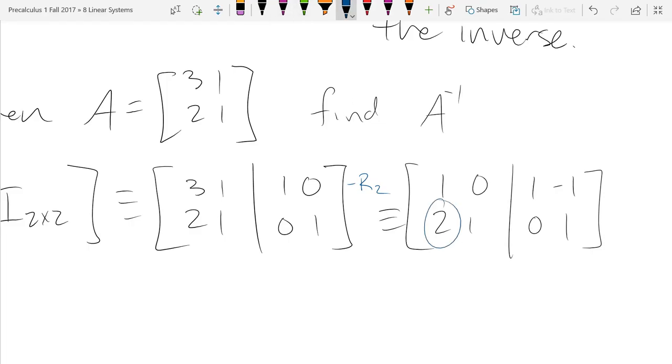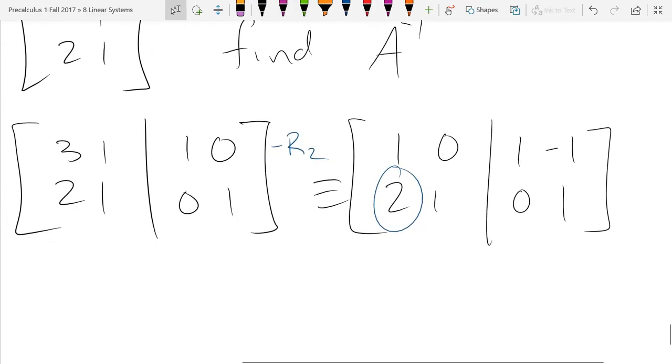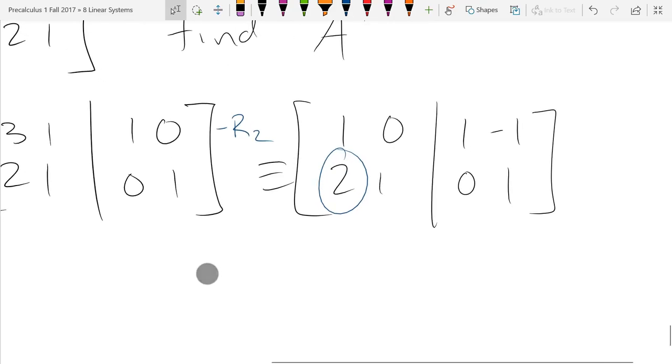So how do we knock out the 2 that's in column 1? So we're going to subtract how many row 1s do I want to subtract? Minus 2 row 1. So go ahead and do this operation. This should be the last operation you need to do.